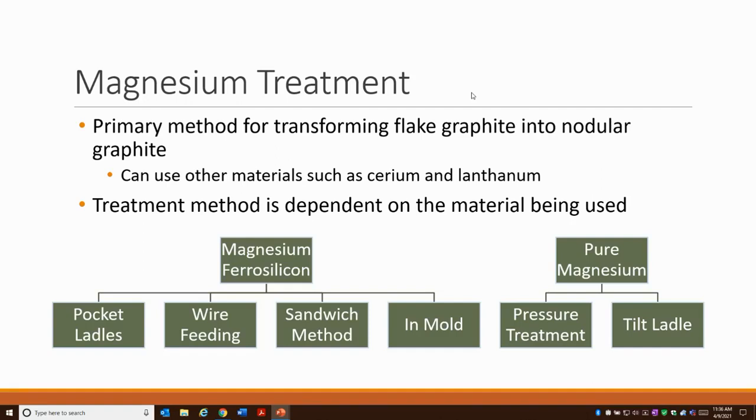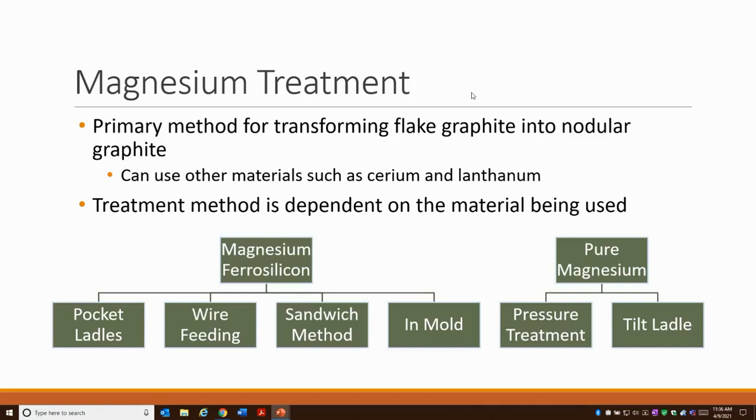A really popular method is either pocket ladles or the sandwich method combined, where you have your magnesium ferrosilicon at the bottom of the ladle, you have a cover on top of it, you pour into the opposite side of the ladle and then allow it to fill, and then that way you have iron covering the magnesium as it treats to improve your recovery.